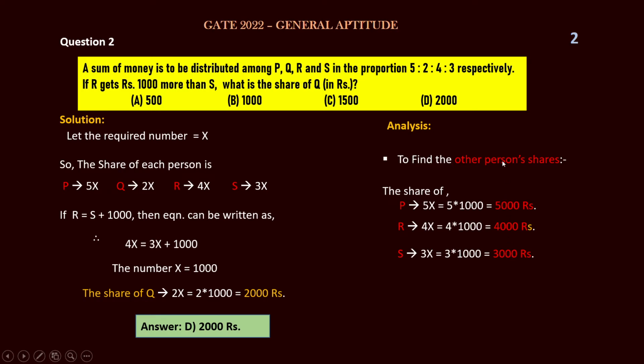Thus we can find out the other persons' shares also, and we can analyze the total shares or sum of money. The sum of money can be taken by the given ratio, 5 plus 2 plus 4 plus 3, into x. The required number value is 1000 rupees, as we already found out. So 14 into 1000 becomes 14,000 rupees. The total sum of money to be distributed is 14,000 rupees. That also we can analyze. Let me solve the next question.